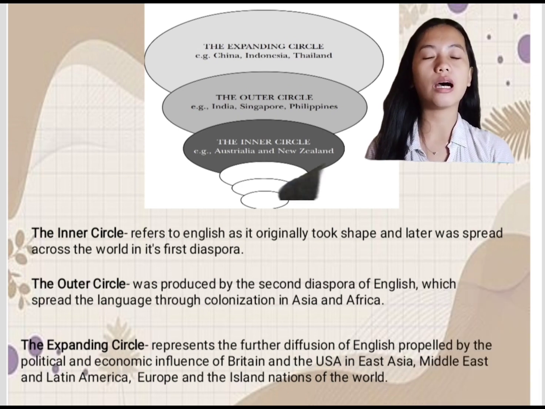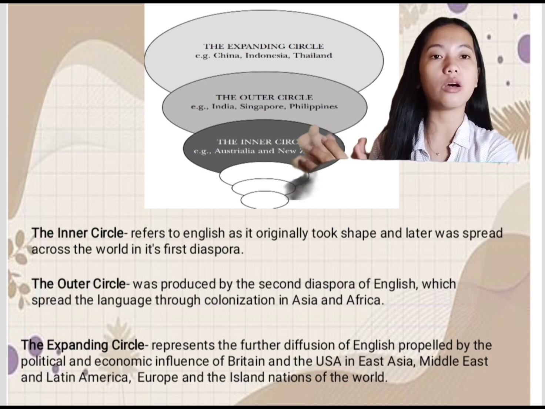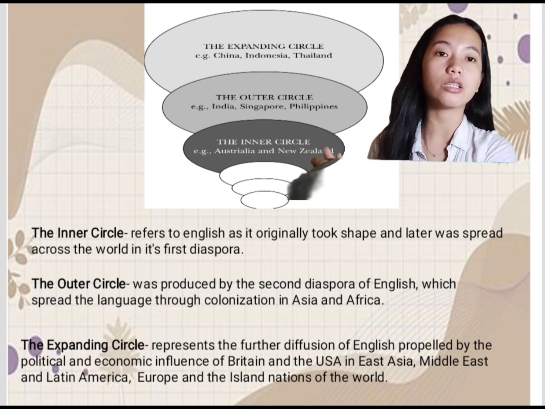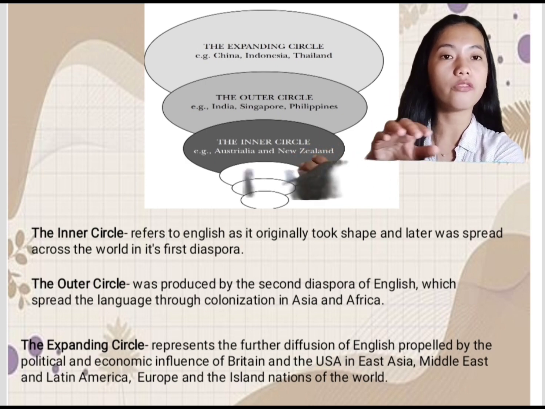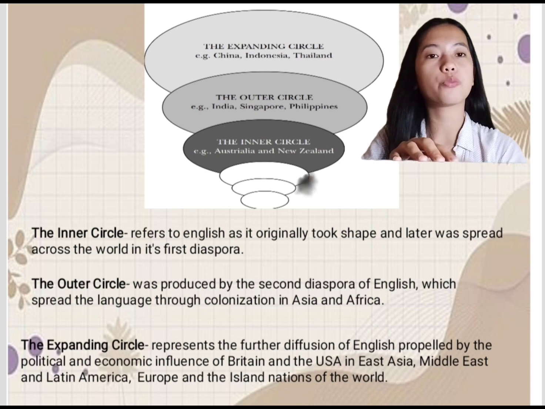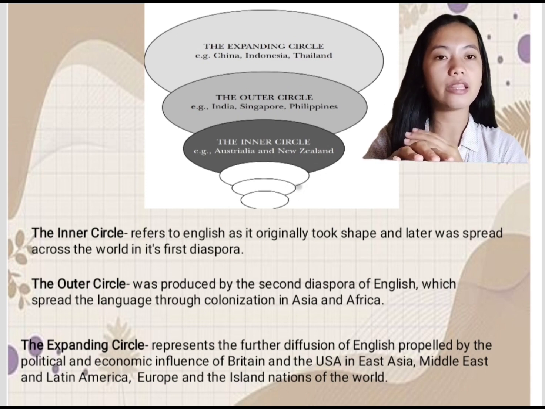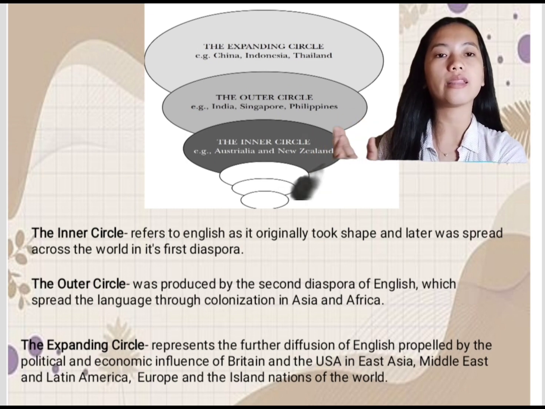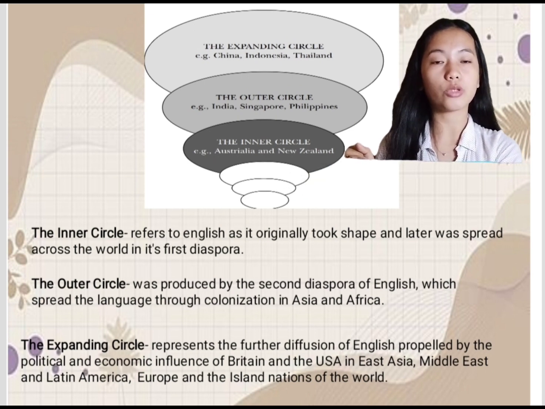For example, Australia and New Zealand are the roots of the English language, so they belong to the inner circle. And now let's have the outer circle. The outer circle of Englishes was produced by the second diaspora of English, which spread the language through colonization in Africa and Asia. For example, India, Singapore, and the Philippines. We use this language as our second language.